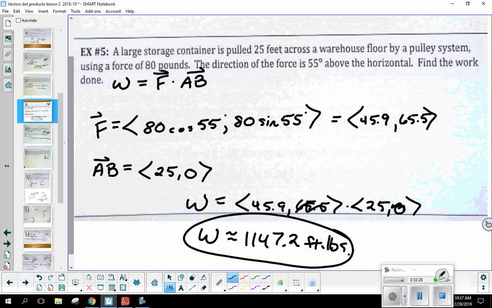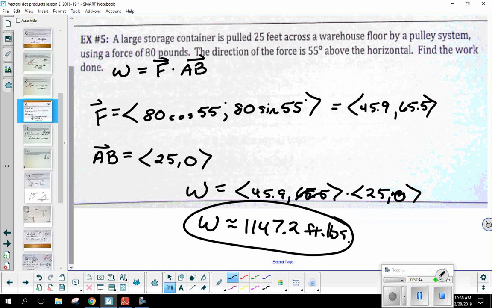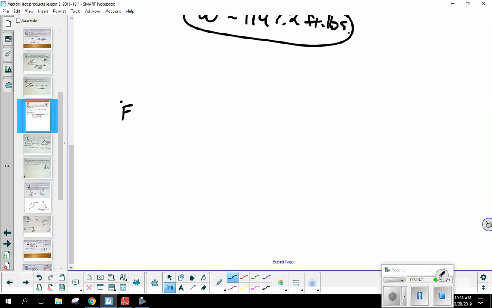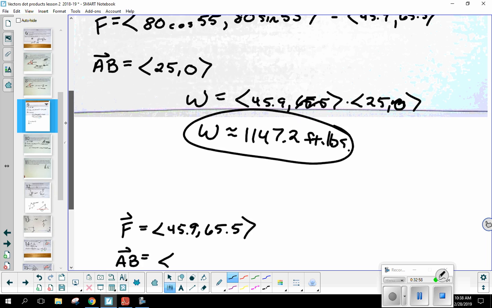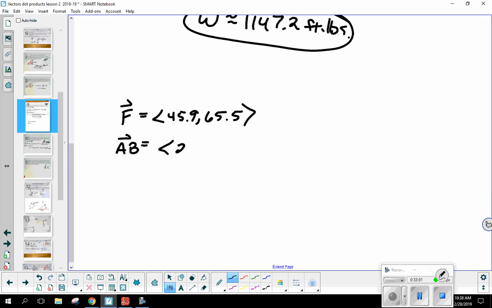And remember, all we did was take the dot product of the force vector and the distance vector, right? We ended up with 1,147.2 foot-pounds. Well, I want to show you now how the vector projection formula could get me the exact same answer. So let me copy this down here. The force vector was 45.9, 65.5. The distance vector was 25.0. All we did was multiply those two. We took the dot product and got my answer, right?